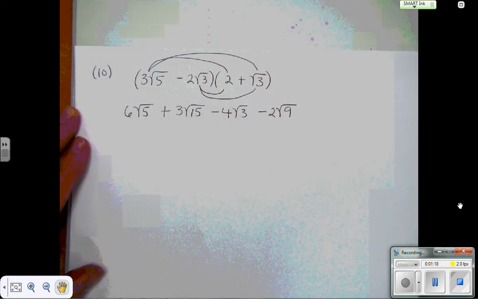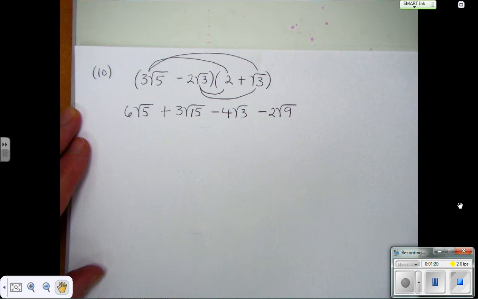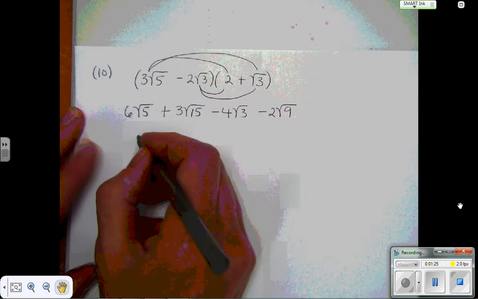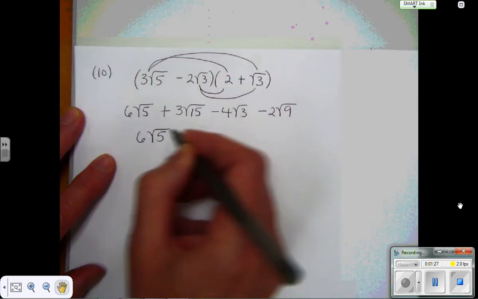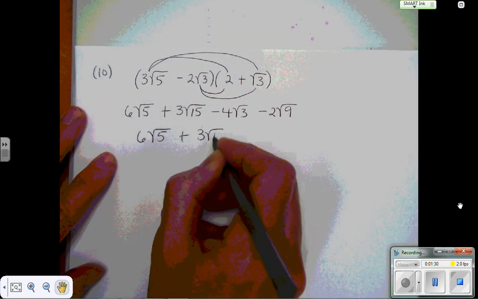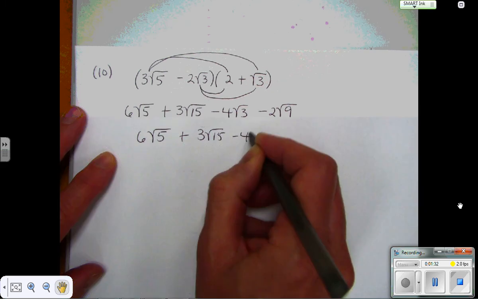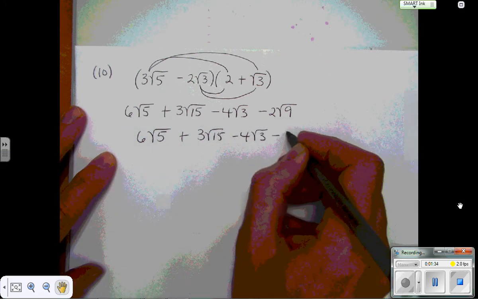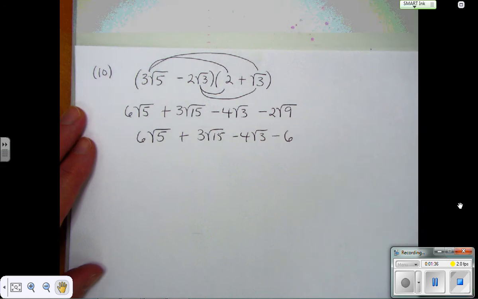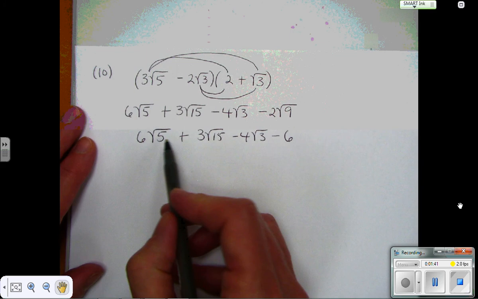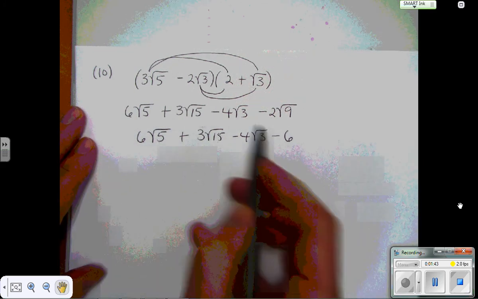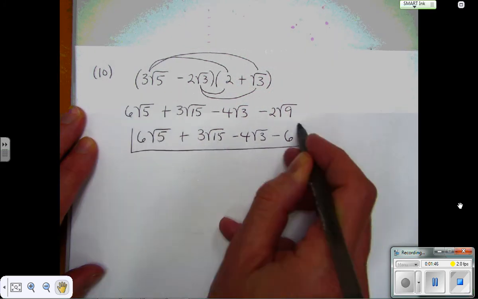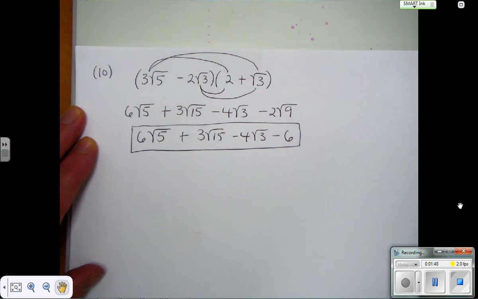Now that last one is the only one that I can simplify. Square root of 9 is 3. So my final answer is going to be 6 radical 5 plus 3 radical 15 minus 4 radical 3 minus 6. Square root of 9 is 3, and multiply that by the 2, and that's how we get 6. There's no radicand that's the same, so I can't add any of my outer numbers together. Can't combine anything, and that's my final answer.